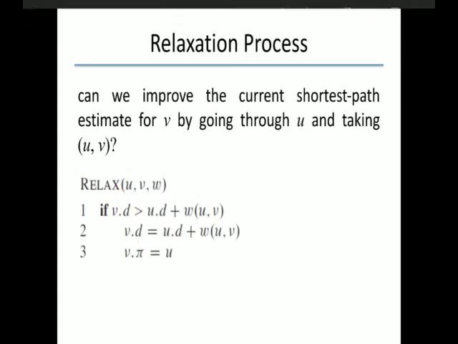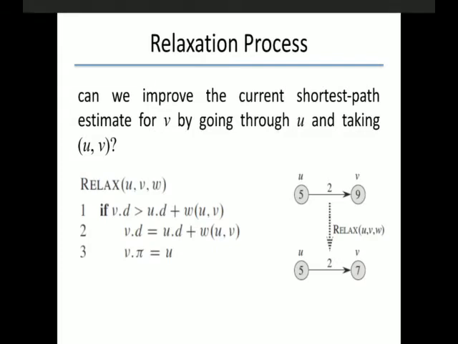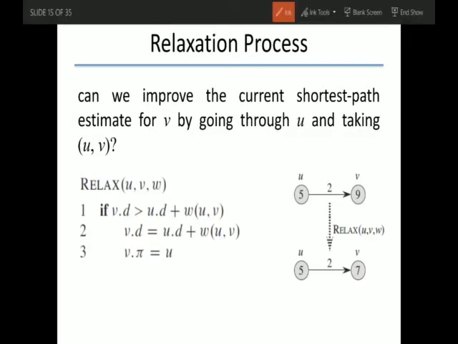See the example. Suppose till now the v.d value is 9, but if we consider a path through u, from source to u there is a value 5, and we add the weight 2, the v.d value will be 7, which is less than 9, so we can update it to 7. That is, we are relaxing the edge.